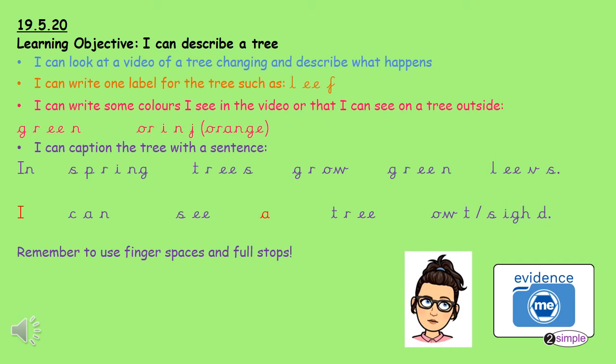The following challenge is I can write some colours I see in the video or that I can see on a tree outside. Can you see any trees outside your window? If you're allowed to go for a walk, can you look for trees on your daily walk and see what colours you can see? And then the final challenge is I can caption the tree with a sentence. So this can be the tree in our video, it can be a picture that you draw, it can be a tree that you see on your walk or out your window.